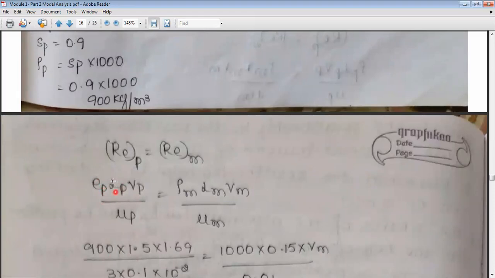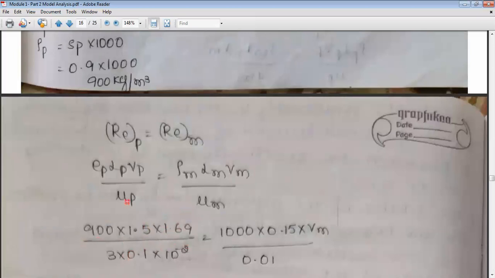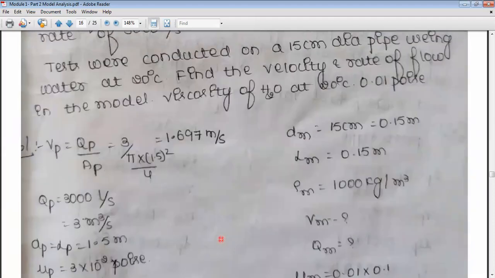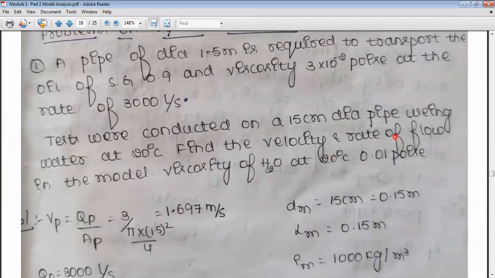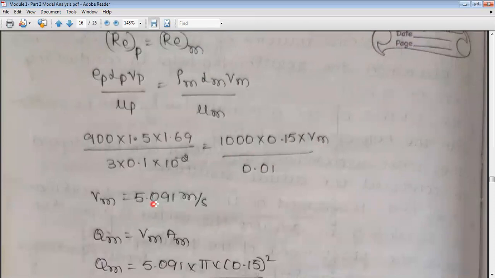Lp means the diameter of prototype, 1.5. Vp is the velocity we have found out here, 1.69, divided by the viscosity, which is equal to rho m. The density of the model, the model we are using water. Using water he has given, be careful. So it is 1000, because the density of water is 1000, into 0.15 into Vm, the velocity of model, which is unknown. So velocity of model is 5.091. So we have found out one quantity.